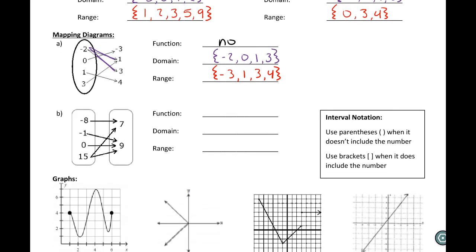We've got one more mapping diagram example here. Is this a function? Well, look at 15 here on the x side. We've got 2 outputs for 15, 7 and 9. So no, fortunately not, this is not a function.